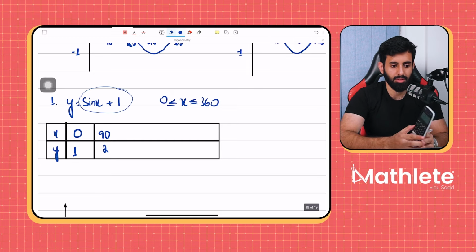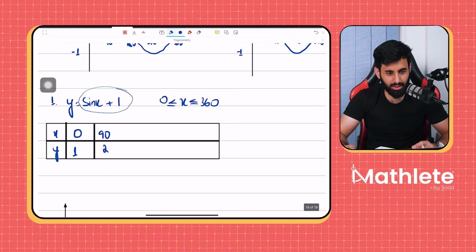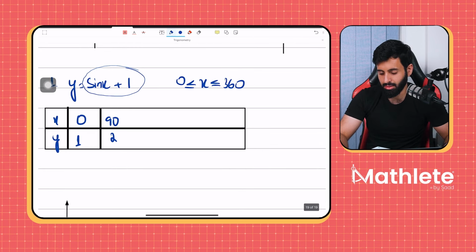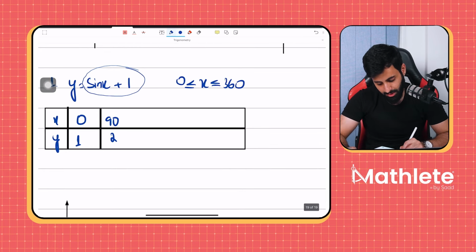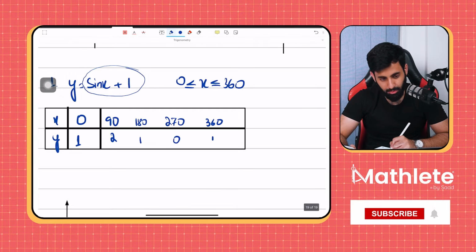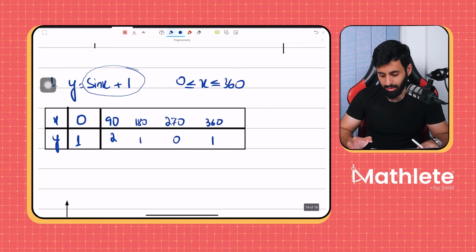Okay. What do you see? At 0, it's 1. At 90, it's 2. So what your calculator has done is it has plugged in the values for you and found out the end result. So that means when it's 180, it's going to be 1. And when it's 270, it's going to be 0. And then when it's 360, it's going to be 1. So you don't have to do this one by one to find out the corresponding values.